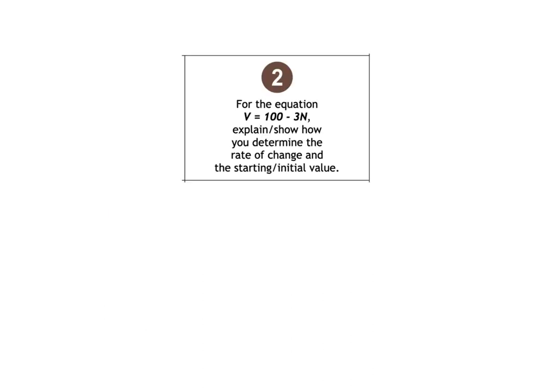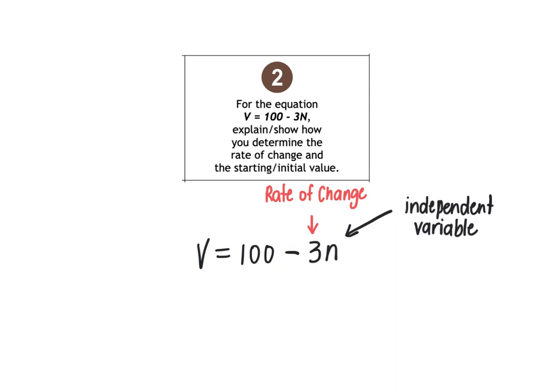In question 2, we're also given a linear model. Our equation looks a little bit different though. In this case, our equation is v equals 100 minus 3n. We know that the rate of change is the number that gets multiplied by our independent variable, so this equation has been switched around a little bit. The 100 is our initial value, the v remains as our dependent variable, and the n would be our independent variable.